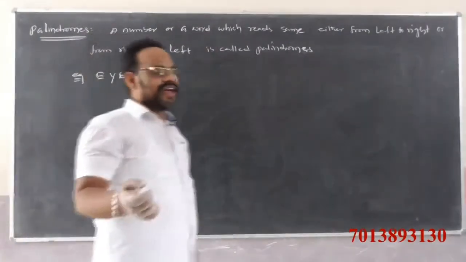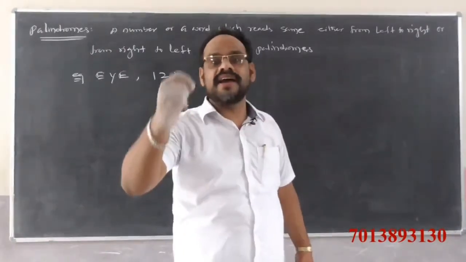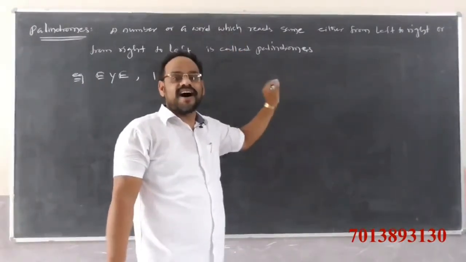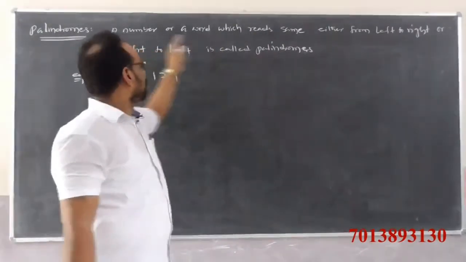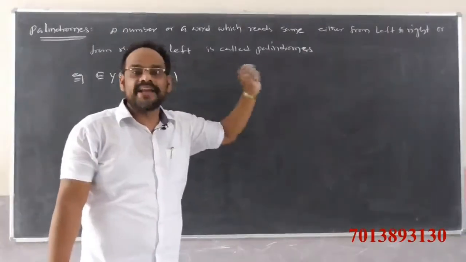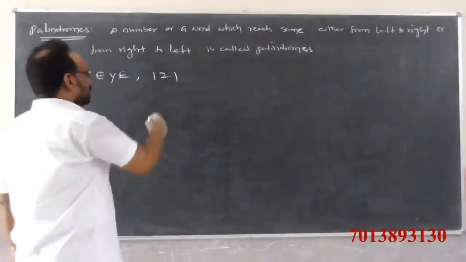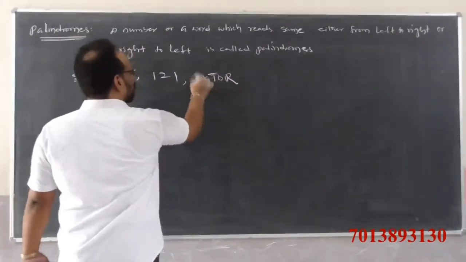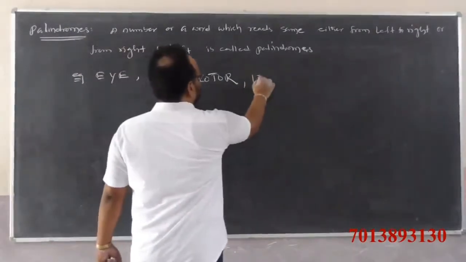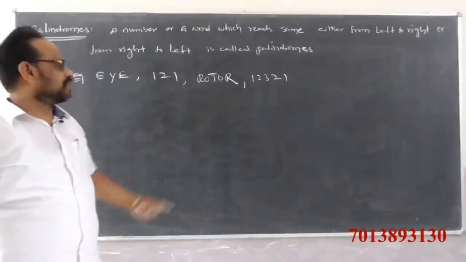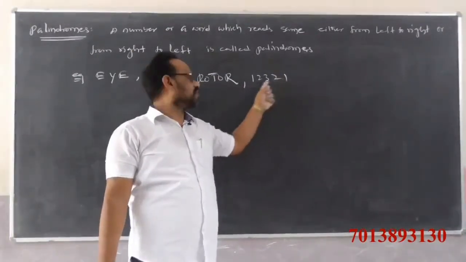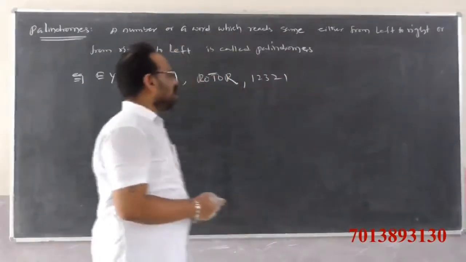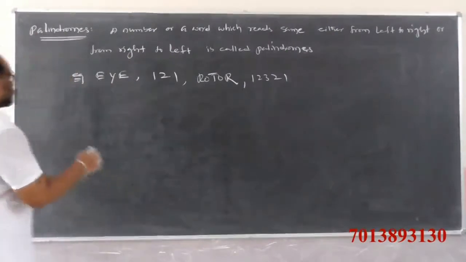So a number or a word which reads the same from left to right or from right to left is called what? Palindromes. So, for example, EYE is a palindrome, 121 is a palindrome. R-O-T-O-R, rotor, is a palindrome word. 1, 2, 3, 2, 1 is a palindrome number. From left to right, 1, 2, 3, 2, 1. Right to left also, 1, 2, 3, 2, 1. So these are called palindrome numbers.